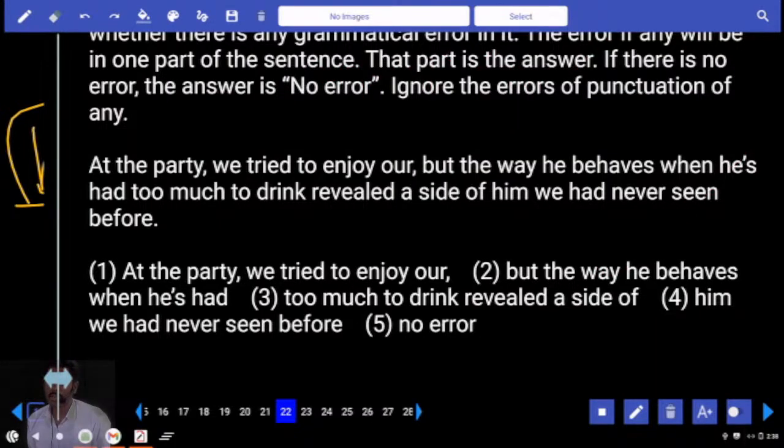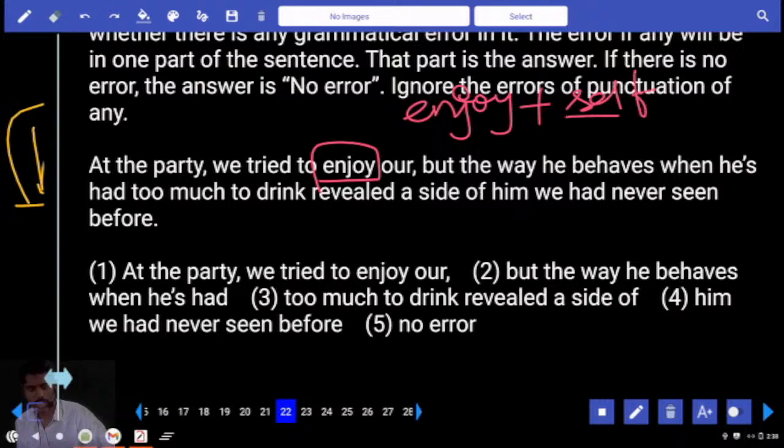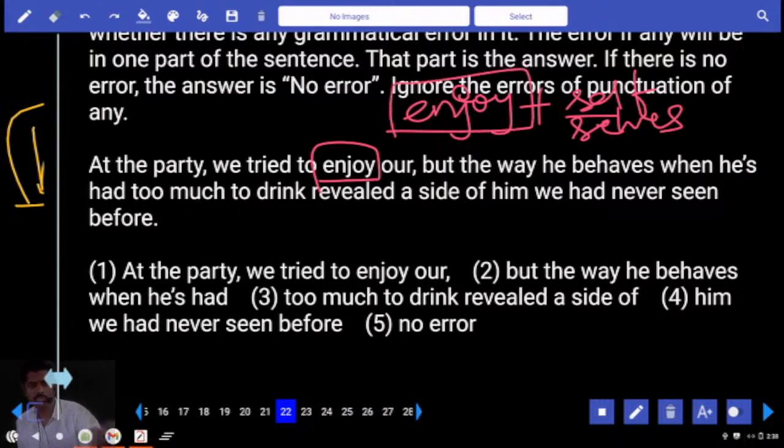At the party, we try to enjoy our... Whenever enjoy comes, we need to add a selfish pronoun called reflexive pronoun. You should add self or selves whenever enjoy comes. Not only enjoy in pronouns, I have given a list if you remember. Adapt, avail, assert, present, pride, enjoy, resign, introduce, acquit. So, we try to enjoy ourselves.